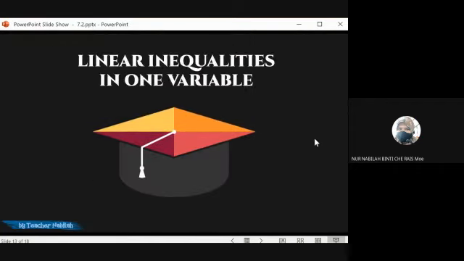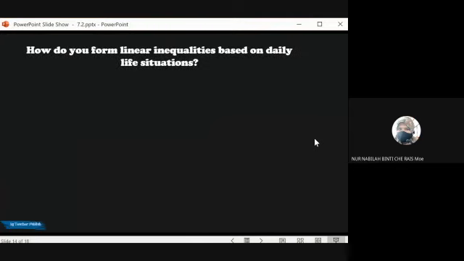So what we want to look at now is linear inequality in one variable. How do you form linear inequality based on daily life situation? Last time you learned about linear equation in one variable. Now it is linear inequalities in one variable. Actually, that one is similar, but the difference is just the symbol. If linear equation, you use equal symbol. If linear inequalities, you use more than or less than.